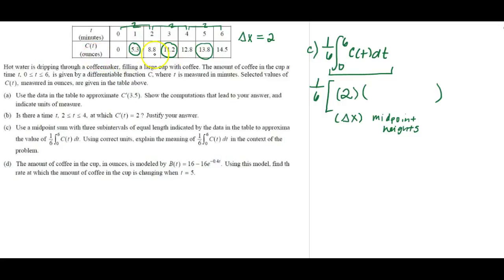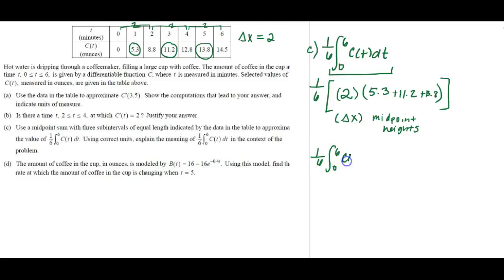So remember that the output values are the heights, and the differences between the input values are my bases. So my base was always the same at 2, so now I need only add the midpoint heights. So 5.3 plus 11.2 plus 13.8. And then close my bracket, and there's no need to simplify. So this is the approximation for this quantity. Now we have to explain what this quantity represents.